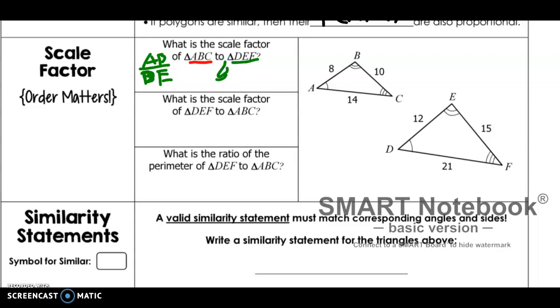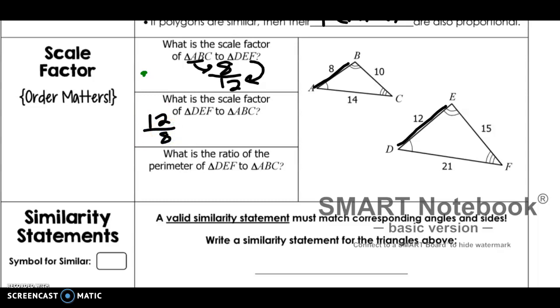So the first one would be 8. Let me get my eraser real quick. So I have 8 over, so that was AB, which means it has to use the same one over here, which would be 8 over 12. So remember, whatever one comes first has to go on top. Since AB came first, this one goes on top. Since this one's second, it goes on the bottom. Okay, so in our second one, we'll look at scale factor DEF. So DEF came first, so I'm going to do 12 over 8 because AB comes second.